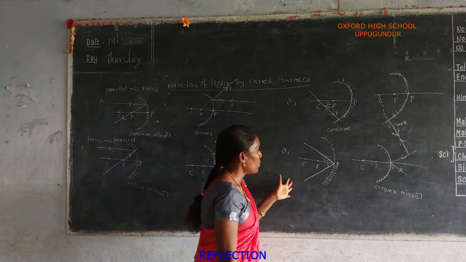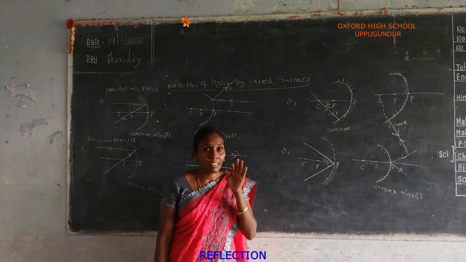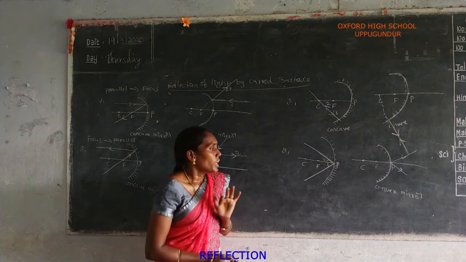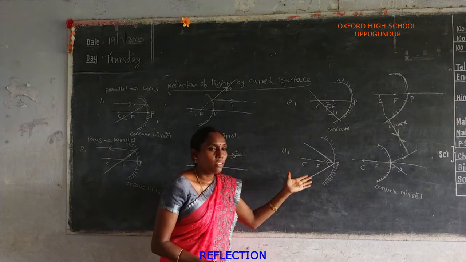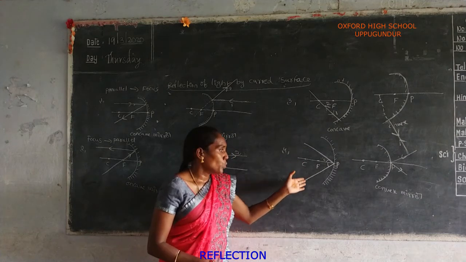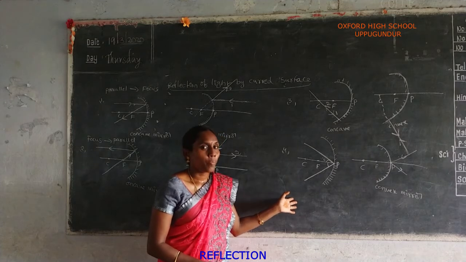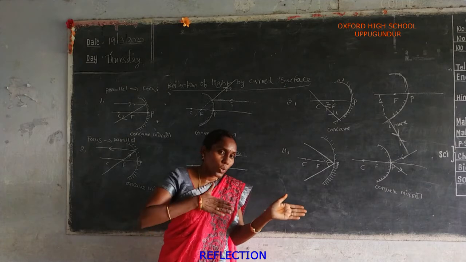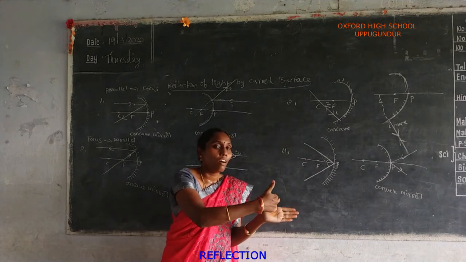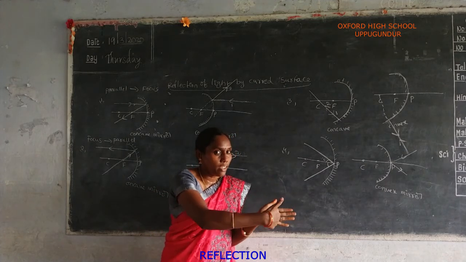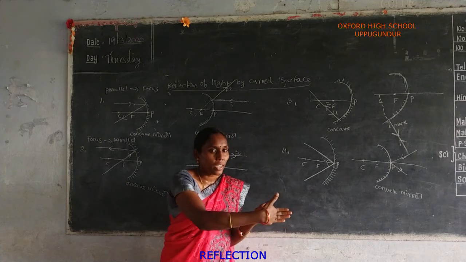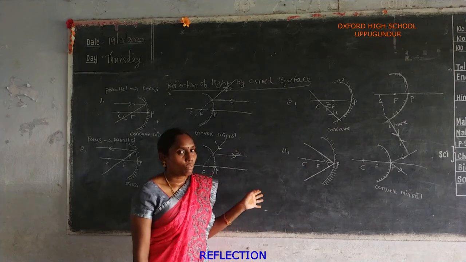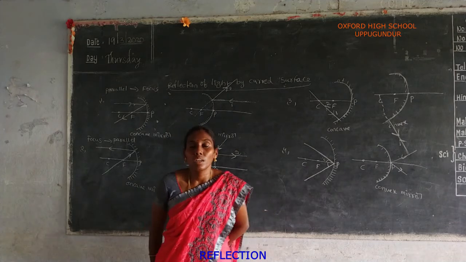See rule number 4. Any light ray which makes a certain angle with the principal axis and is incident on the pole, again the reflected ray makes the same angle and moves into the same medium. And next one, any light ray passing along the principal axis, after reflection, will retrace its path. It will come back along the same path in the opposite direction. These are the rules for drawing the ray diagrams.